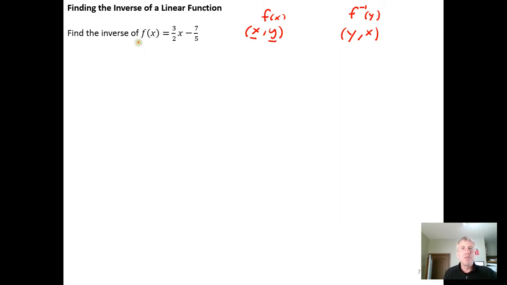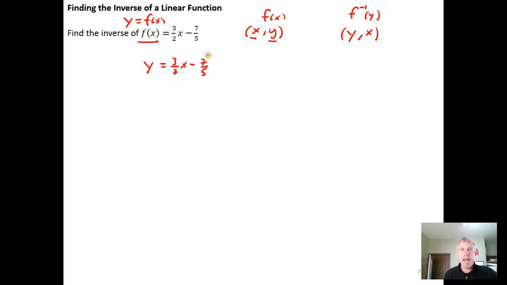So find the inverse of f of x equals 3/2 x minus 7/5. To make our life simpler, we're working with a function, so let's recognize that y and f of x are synonyms in this context, and let's just write y equals 3/2 x minus 7/5. Then to find the inverse function, all we need to do is solve for x, so that y is the input and x is the output.